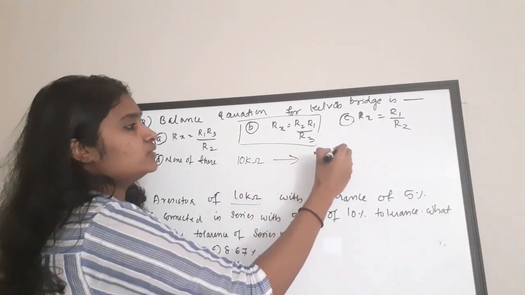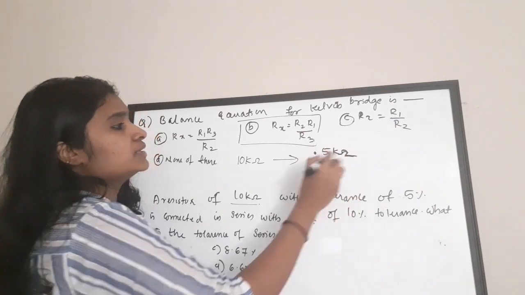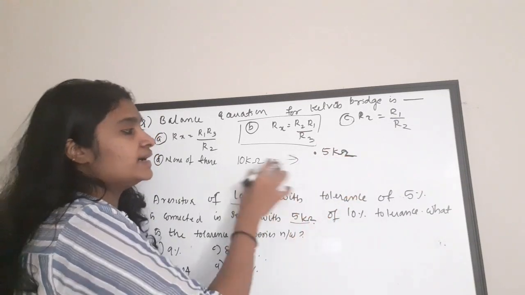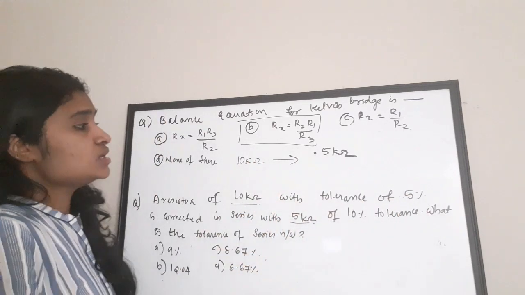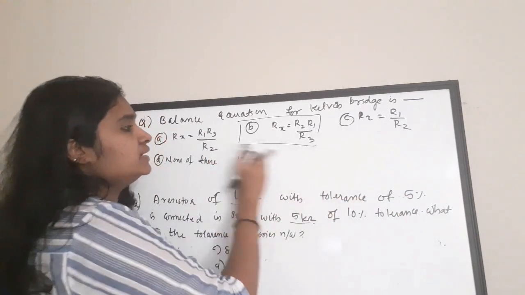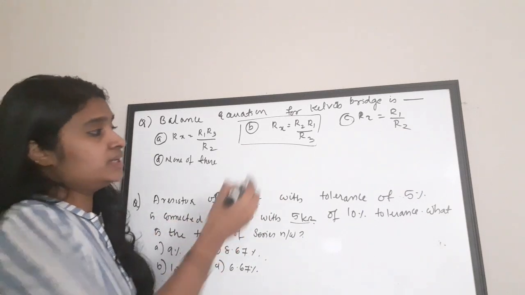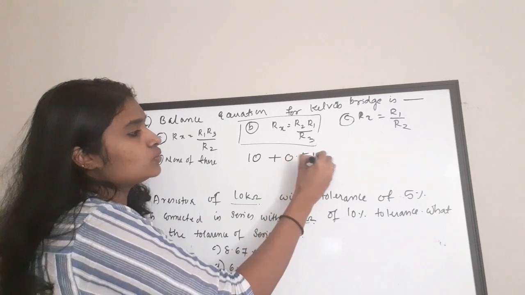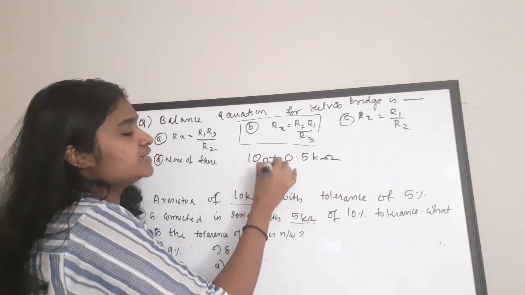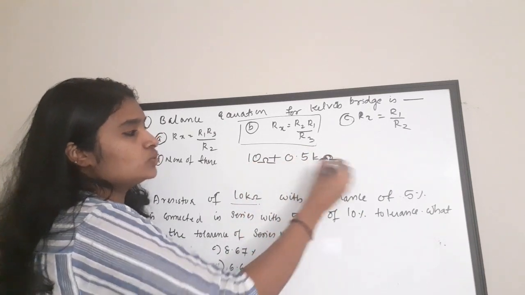So 0.5 kilo ohm also can be added with this 10 kilo ohm since it is having a 5% of tolerance. So the actual value of resistance, or the tolerance value, will be 10 plus 0.5 kilo ohm. That is 10 kilo ohm plus 0.5 kilo ohm.